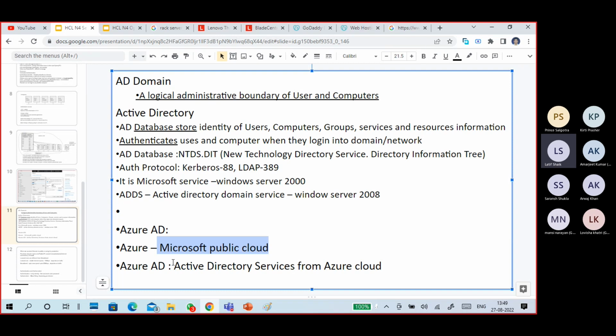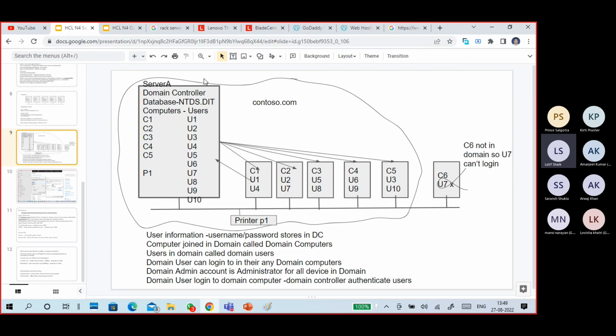Azure is Microsoft's public cloud. From Azure, you get an Active Directory service called Azure AD, Active Directory services from the Azure cloud. What is the advantage of cloud Azure AD over the regular domain controller? Guys, here it is. If you have a domain controller, you need a physical server, and you have to install an operating system on it, meaning Windows Server. Calculate the cost: server cost, operating system cost, maintenance cost.